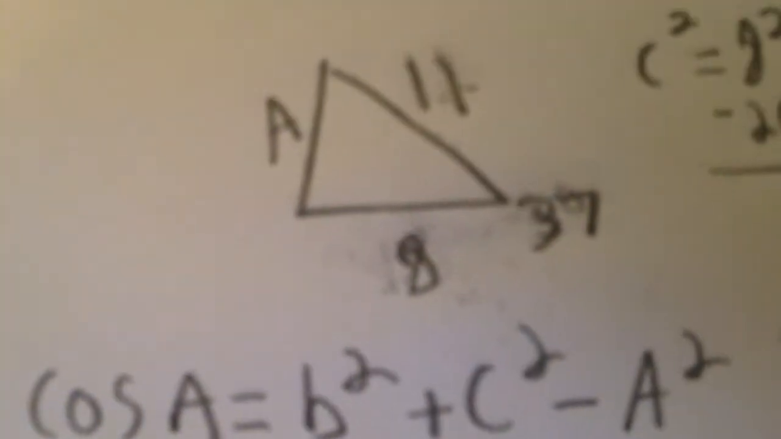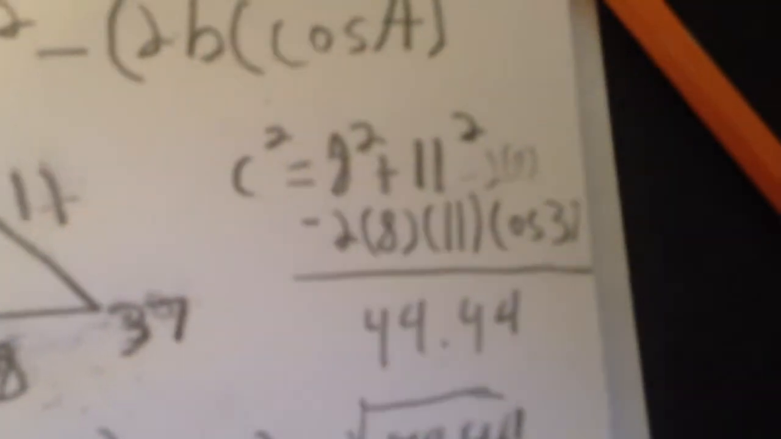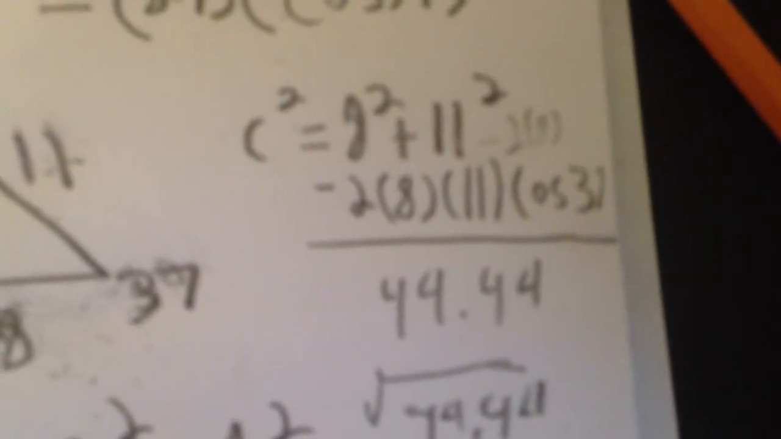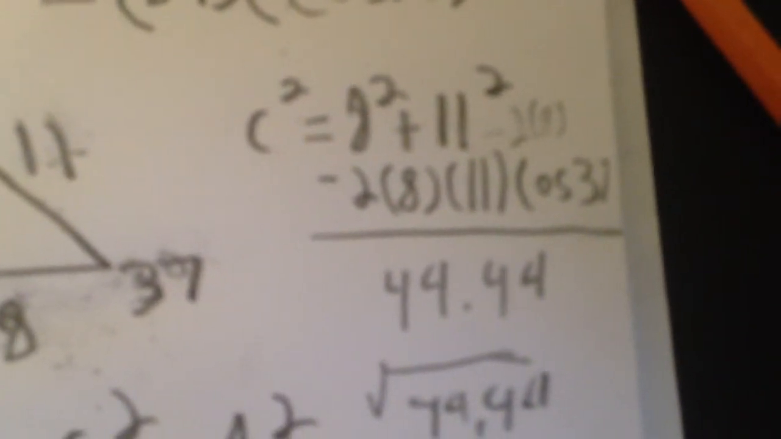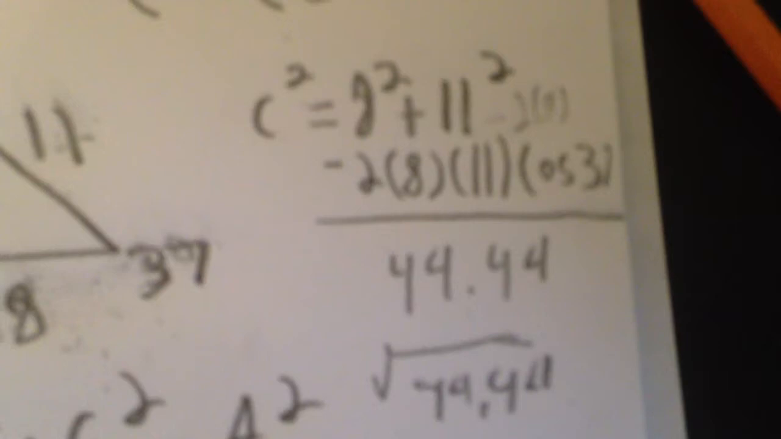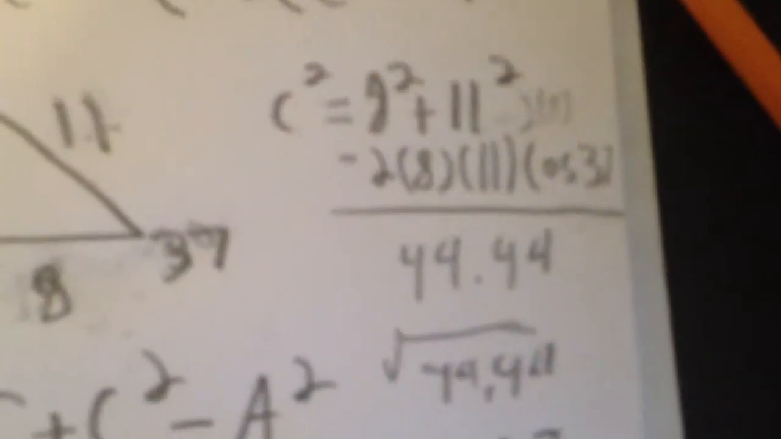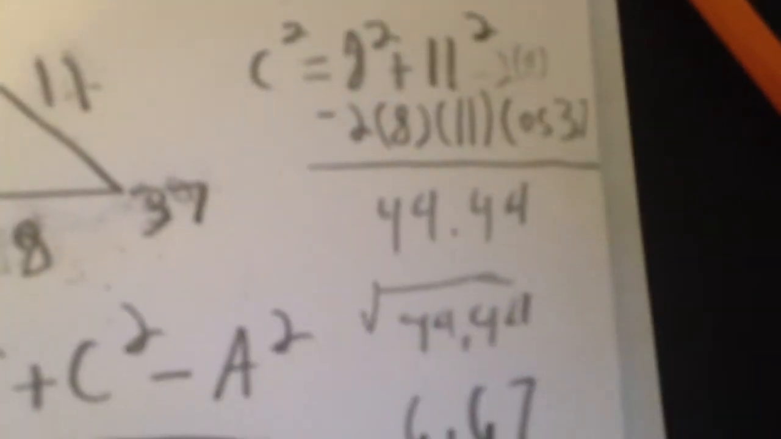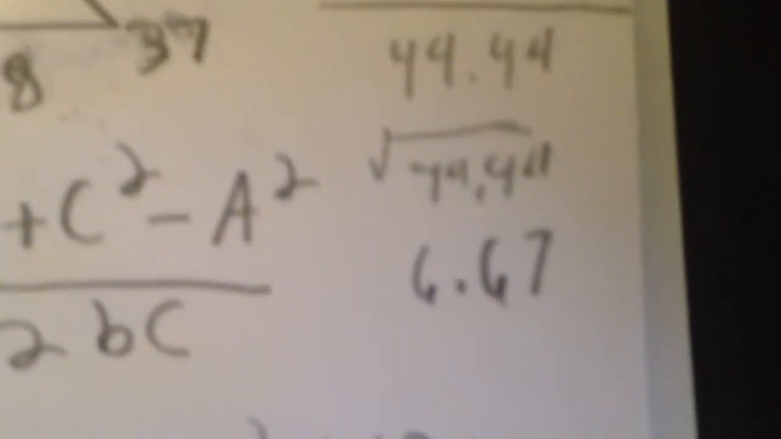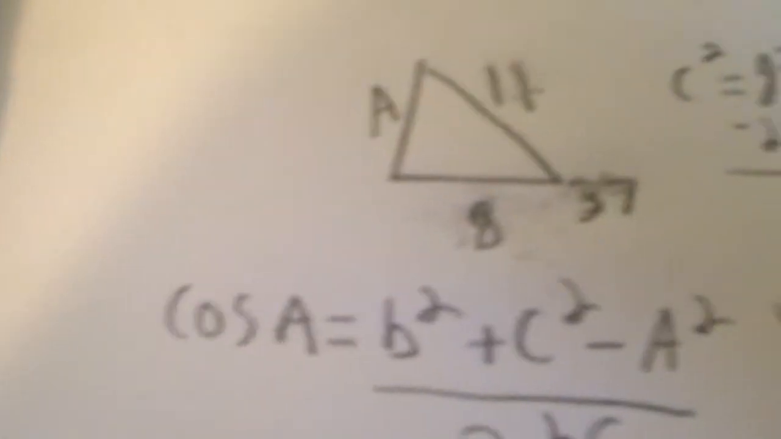So now, we can do that out right here because you see we have 37 is the degree. So I wrote that out here. So c squared equals 8 squared plus 11 squared minus 2 times 8 times 11 times the cosine of 37, which gives you 44.44. And again, that's not the final answer. You have to find the square root of that. So it's 6.67, and then a is 6.67 as your side.